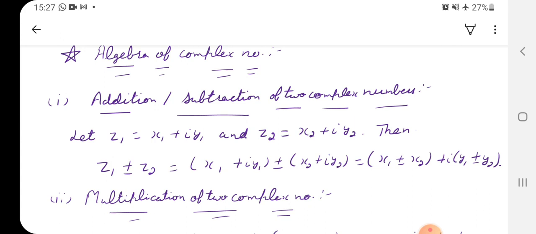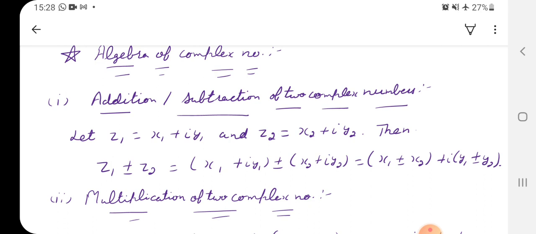So for addition and subtraction of two complex numbers, let z1 be x1 plus iota y1 and z2 be x2 plus iota y2. Suppose we have to add or subtract z1 and z2. So z1 plus or minus z2 will be x1 plus iota y1 plus or minus x2 plus iota y2, right? And now how the addition or subtraction takes place: the corresponding real parts and imaginary parts will get added. Why will they get added? Because whenever I add, iota will be taken common from the two terms, iota y1 and iota y2.